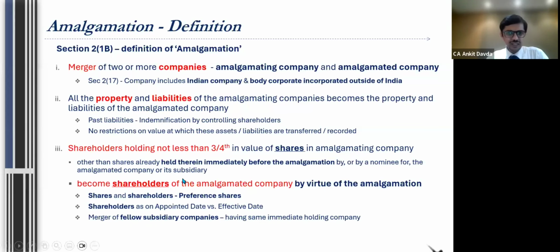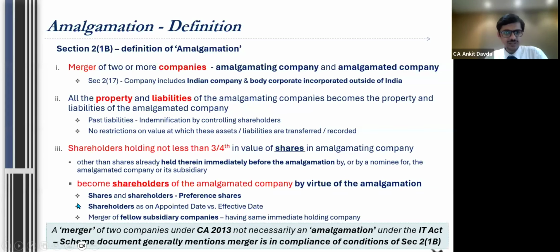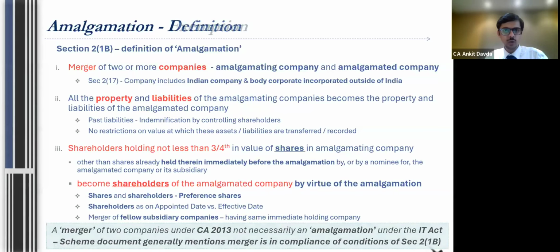And then there are multiple areas which we have just listed down, like here you can see. Shares can be preference shares also. Shareholders should be as on the appointed date or effective date. And merger of fellow subsidiary companies has some implications. I think these are the criteria which you need to fulfill from an income tax perspective. And this is not very specific to fast track merger. Any merger will require these conditions to be fulfilled in order to have tax neutrality under the income tax law.